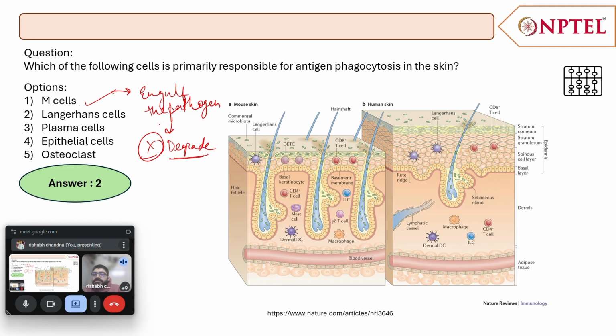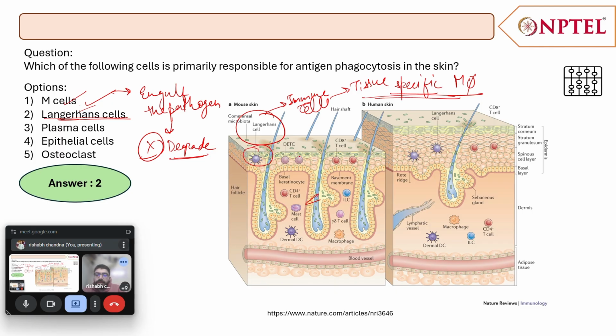It can happen in those cells that can phagocytose the pathogen as well as degrade it. That is done by the Langerhans cells. Okay, so the Langerhans cells are basically the immune cells, or the tissue specific macrophages that are present in the skin, and they help in actually phagocytosing the particular pathogens that are present on the skin.